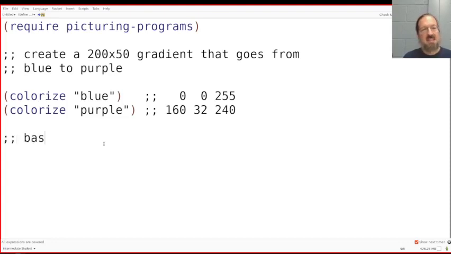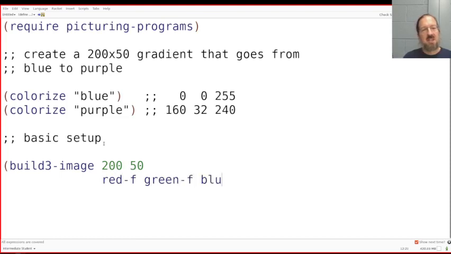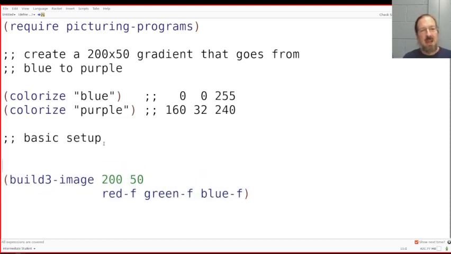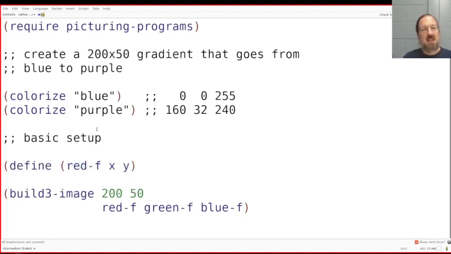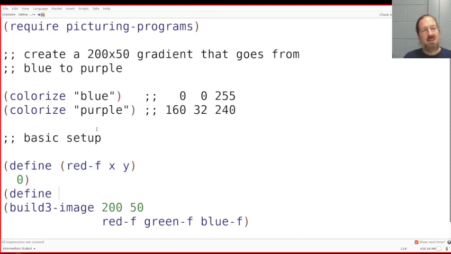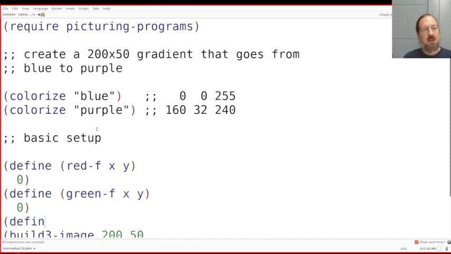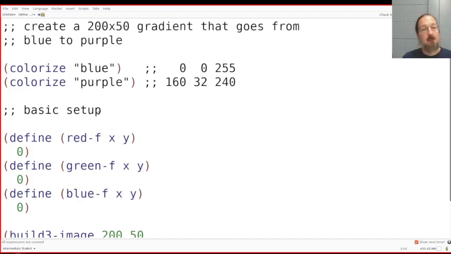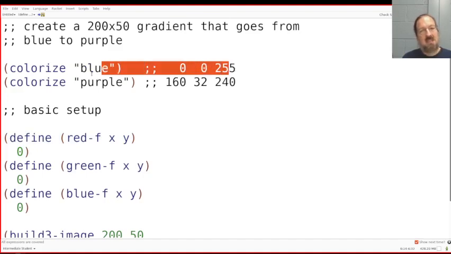So the basic setup is we're going to do build 3 image at 200 by 50, and then red function, green function, and blue function. Let's start with the easy ones. Red function takes in an x and a y. Green, I'm just doing the setup. Green function takes in x and a y, and I'm just having them put out 0. We'll fix it later. And then blue function takes in an x and a y, puts out nothing. All right, so now we go and see. Blue is the trickiest, but maybe easiest to start with.